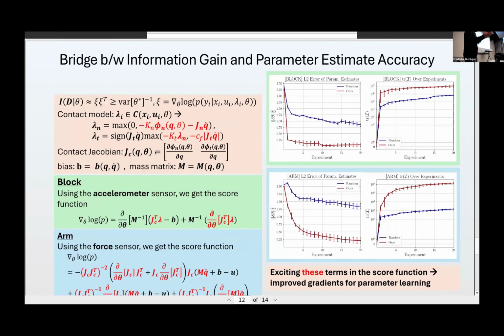So we evaluate this over 20 experimental runs. And we can see on the left two figures over our 20 experimental runs on the x-axis, we can see better convergence of our parameter estimates, which leads to higher information gain. And the overall intuition behind this is that we can see that if we excite these red terms in the score function, as well as in our contact model, we essentially use q or our state as a free variable to maximize those gradients. And that leads to an emergent behavior that is information rich.